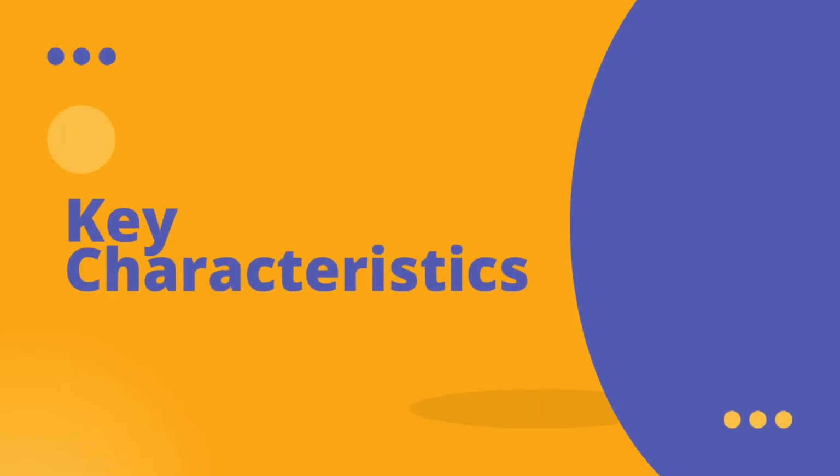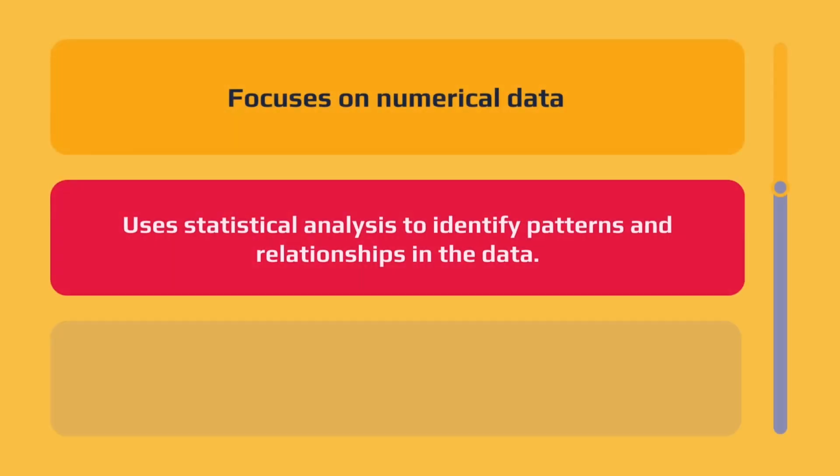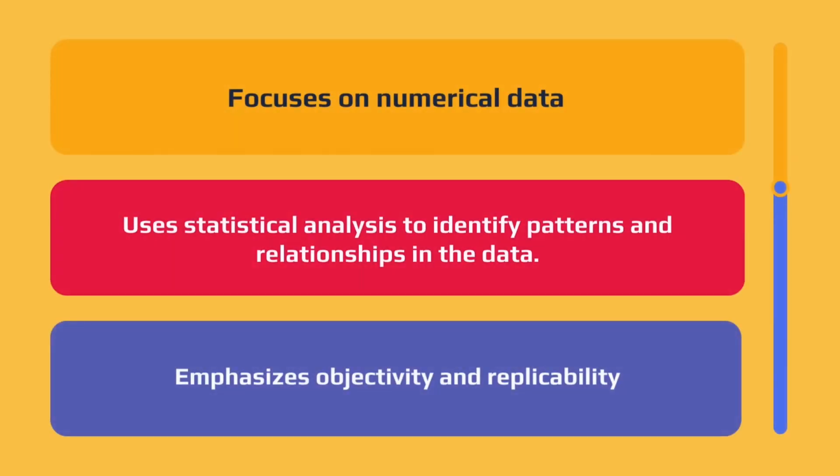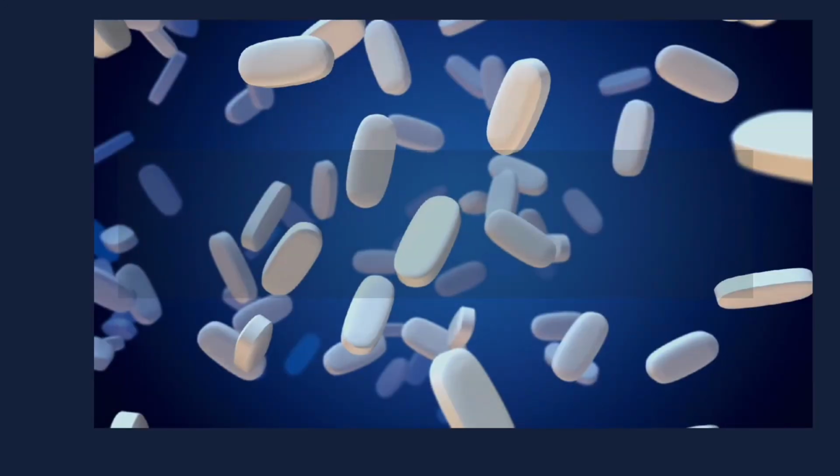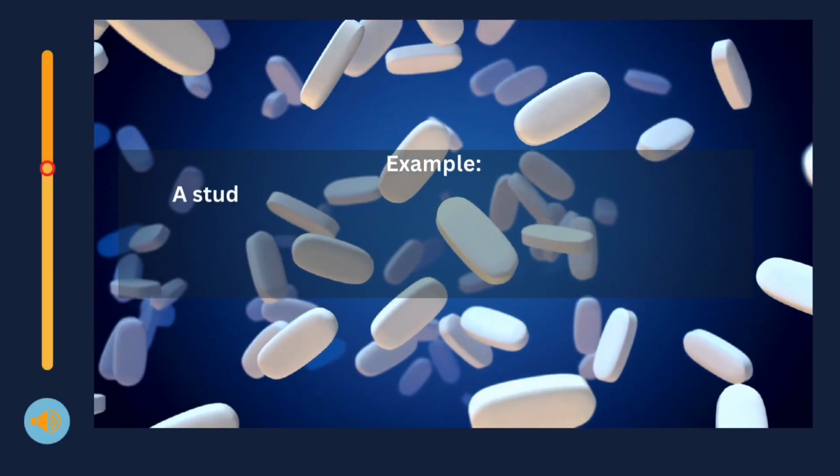Key characteristics of quantitative research. There are several key characteristics of quantitative research that distinguish it from other research methods. First, it focuses on numerical data, which can be measured and analyzed statistically. Second, it uses statistical analysis to identify patterns and relationships in the data. Finally, it emphasizes objectivity and replicability, meaning that the results can be verified by other researchers using the same methods.